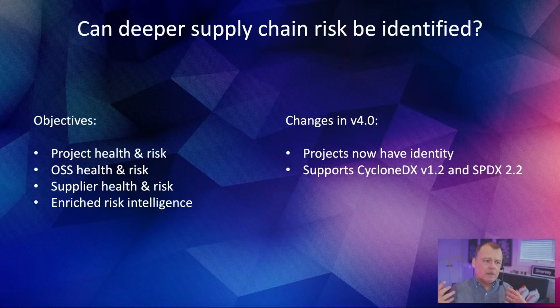We are going to be strengthening that integration in the future, and there are some plans to start integrating some other commercial things as well. So if you do use some commercial offerings, there is a possibility that the project will support it in the future. So if we want to meet these objectives, what changes were required in version 4.0 to be able to achieve these? Well, projects now have identity.